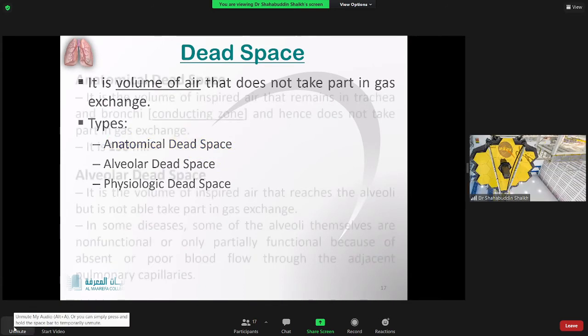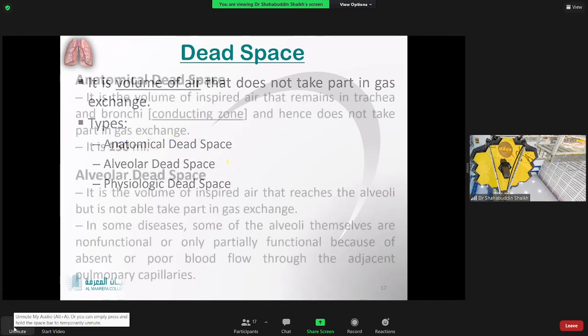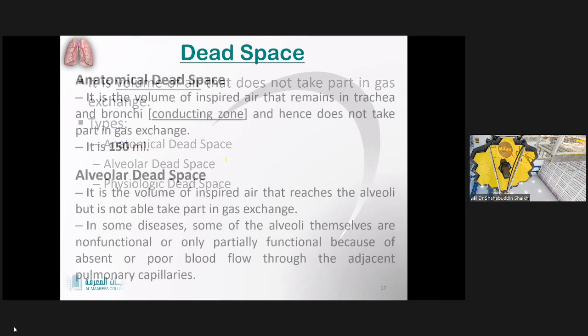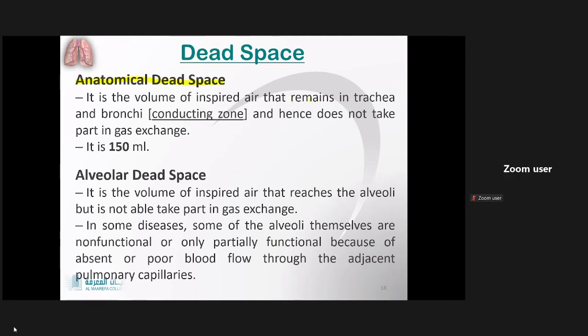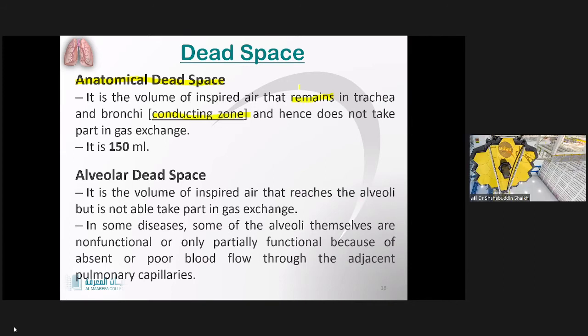Okay. Just to remove the confusion, you give answer, right? Just to be very clear for all the students, let me repeat it. Anatomical dead space is the amount of air that remains in conducting zone, trachea and bronchi. It will not go to alveoli, it remains. Okay. So that is anatomical dead space.